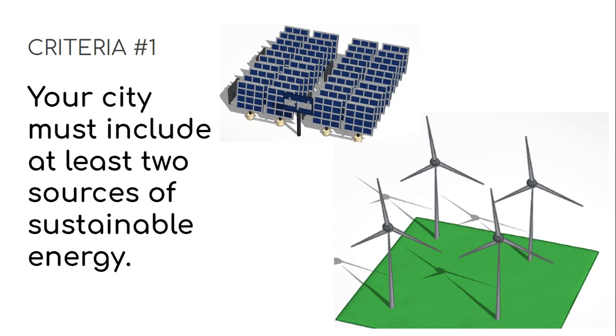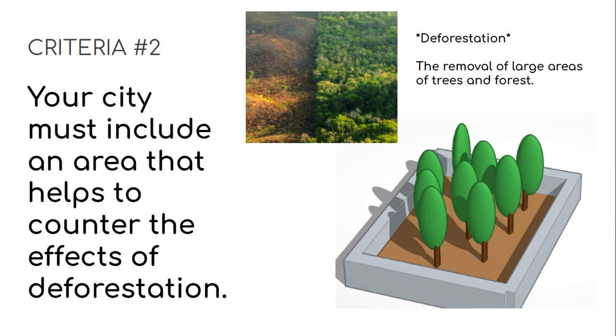On to criteria number 2. Your city must include an area that helps to counter the effects of deforestation. And in case you've forgotten, deforestation is referring to the removal of large areas of trees and forests. We can see that example in the picture that's up at the top of the screen.